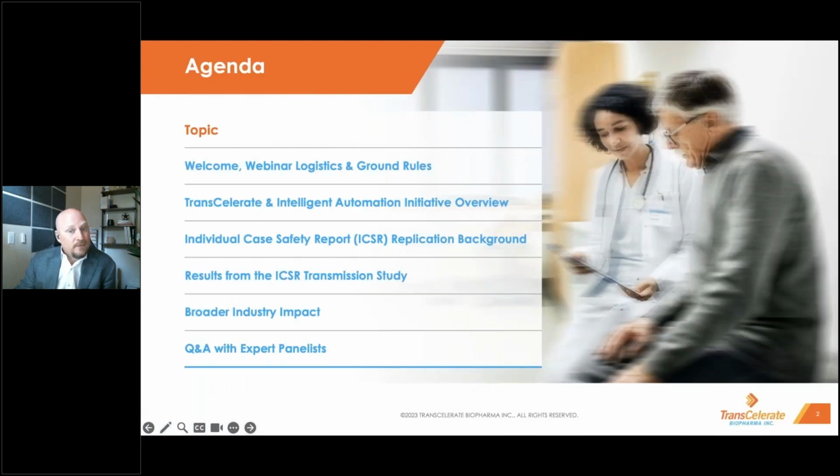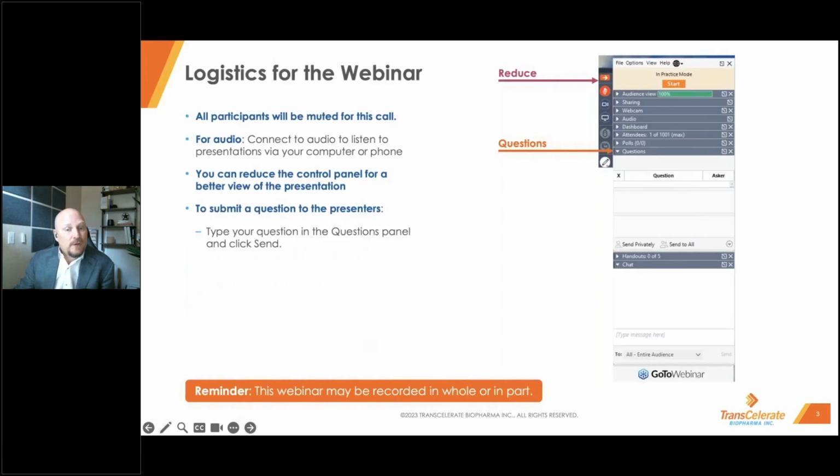Today we will begin with a few logistics and ground rules, followed by a brief overview of TransCelerate and the intelligent automation opportunities in pharmacovigilance initiative. Our presenters will then offer background into the replication concept for individual case safety reports, or ICSRs. That will be followed by results from their ICSR transmission study and a broader industry impact assessment. We will then move into a discussion with our expert panelists, followed by a Q&A session with both panelists and presenters.